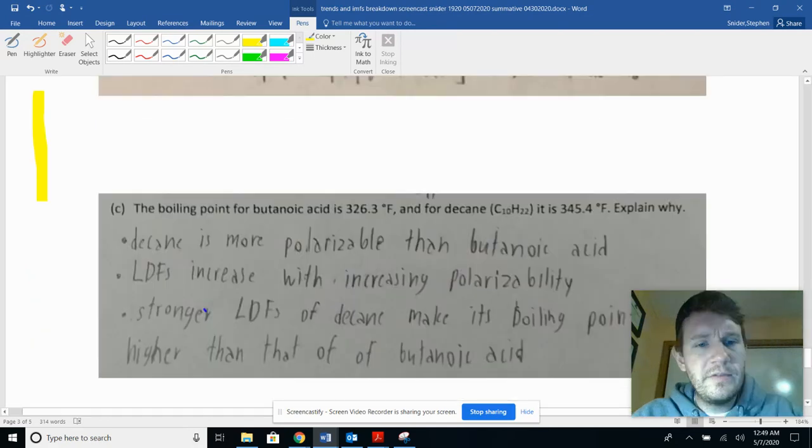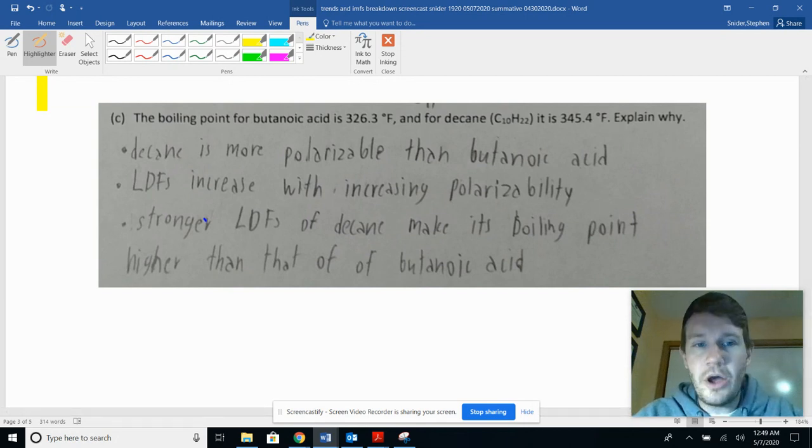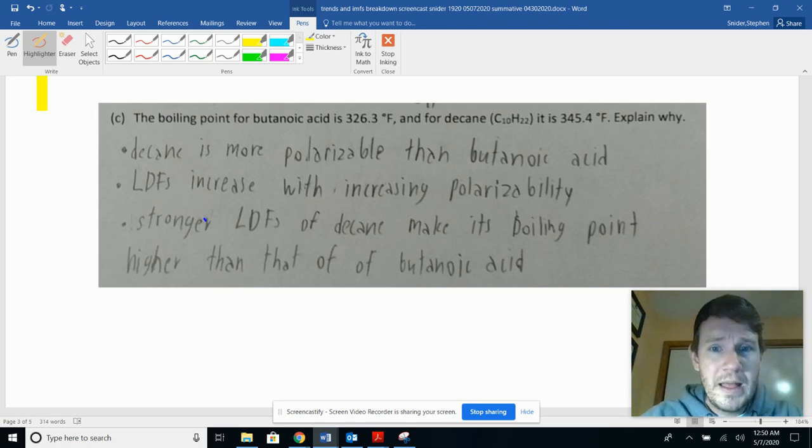Last example, I believe. Decane is more polarizable than butanoic acid. Great. LDFs increase with increased polarizability. Awesome. Stronger LDFs of decane make its boiling point higher than that of butanoic acid. This is terrific. This is a great delineation, but it's only addressing what is going on with decane. You've got to start your responses by talking about decane versus butanoic acid. Okay, so it's the same kind of idea. We didn't do the independent analyses, and then we also didn't say that we require more energy.